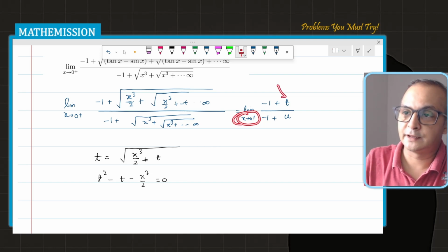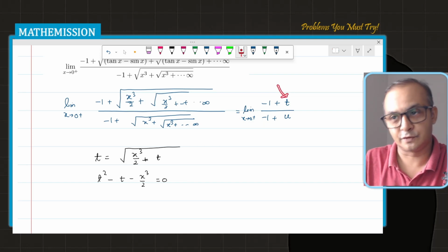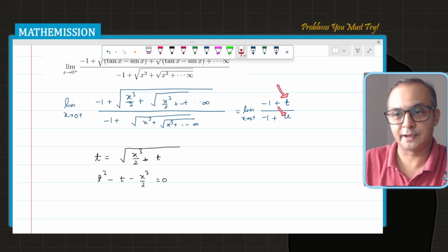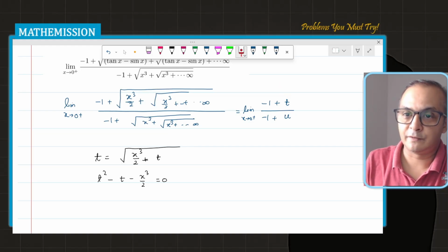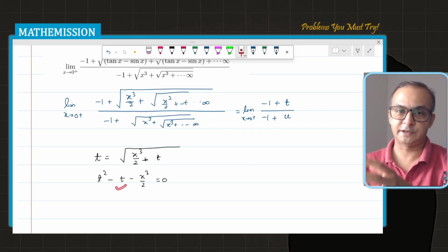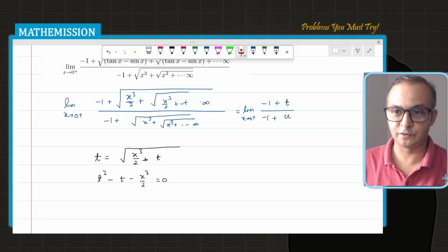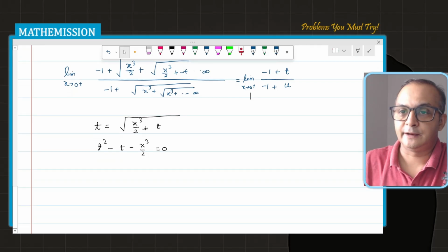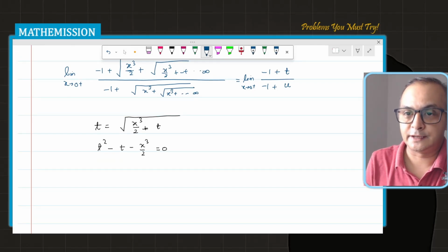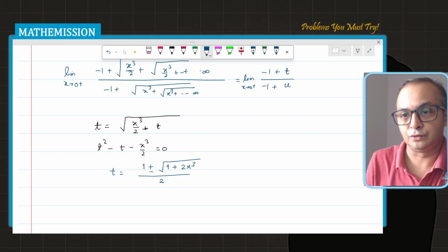I have to write the t again back in terms of x, as well as the u back in terms of x. So I'm evaluating the value of t in terms of x, and at the same time I'm approximating that value of t. So for that, let's find out this t by using the quadratic formula. There's going to be minus 1 plus or minus the square root of 1 plus 2x cubed, from b squared minus 4ac, and divide by 2.